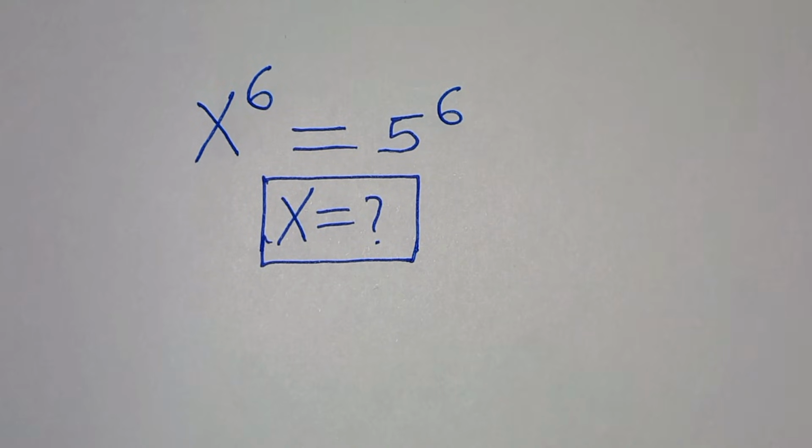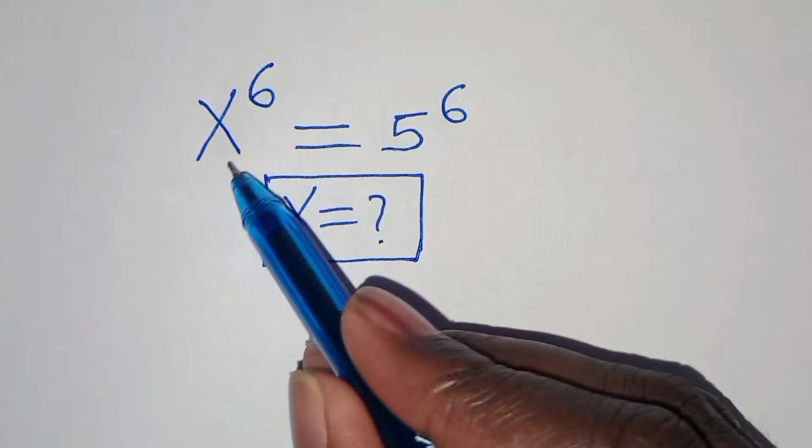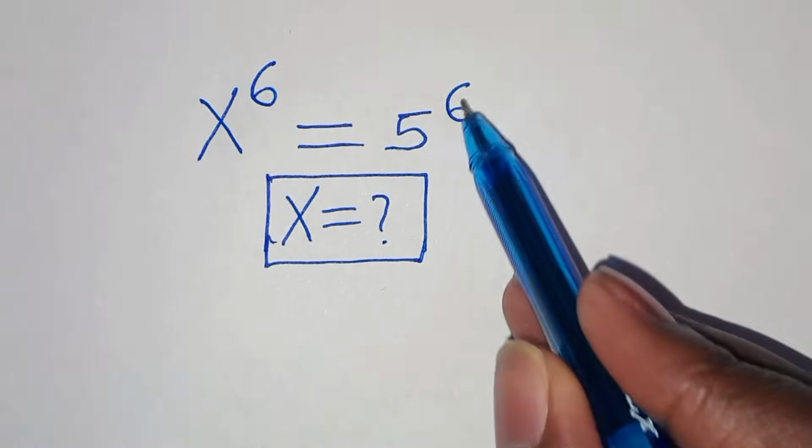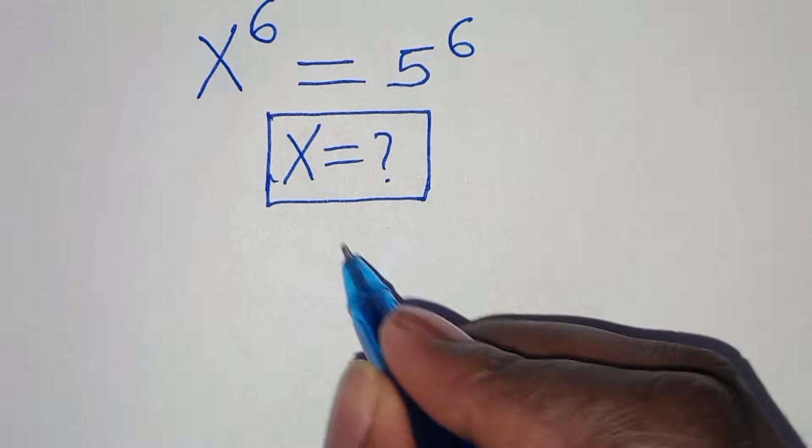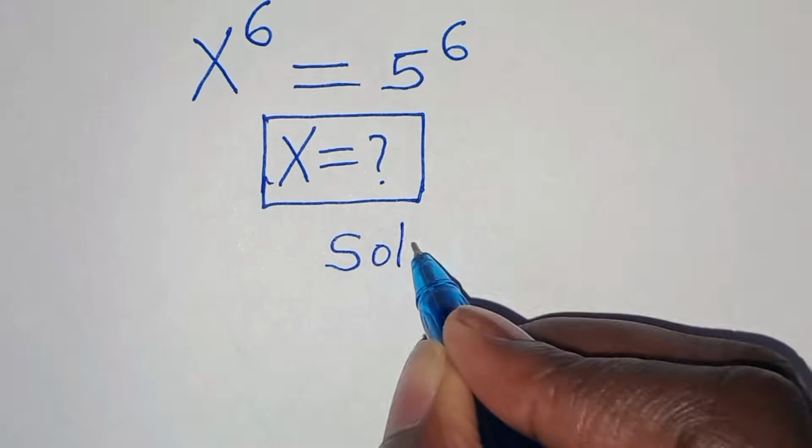Hello everyone, you're welcome to solve this nice exponential equation, which is x to the power of 6 equal to 5 to the power of 6. What are the values of x? Now let's provide a solution from here.